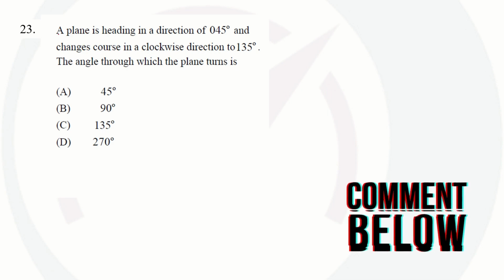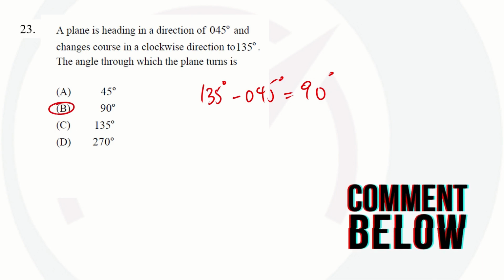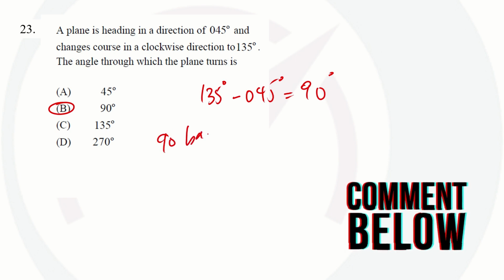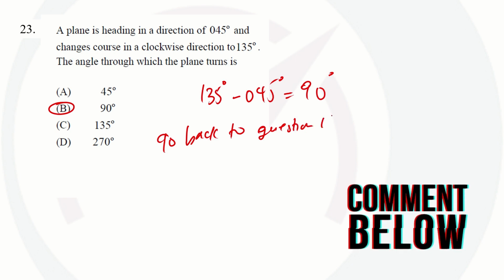Alright. Question 23. A plane is heading in a direction of 045. We did this already. It changes its course in a clockwise rotation to 135 degrees. The angle through which the plane turns is 135 degrees minus 045 degrees, and that gives us 90 degrees. For the full diagram and explanation, go back to question 17. Alright, let's move ahead.